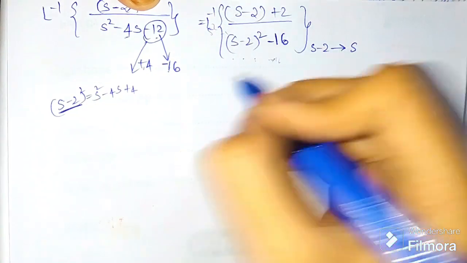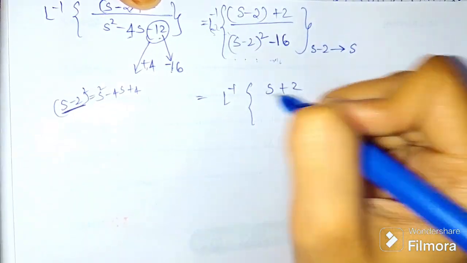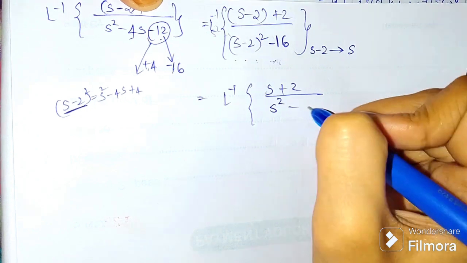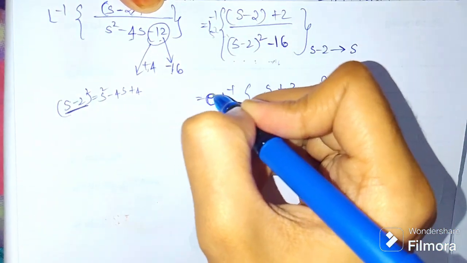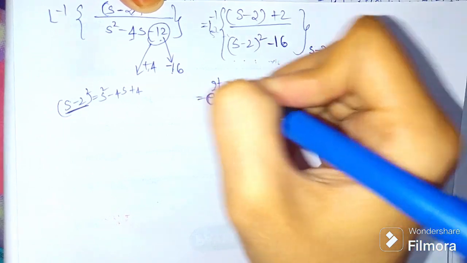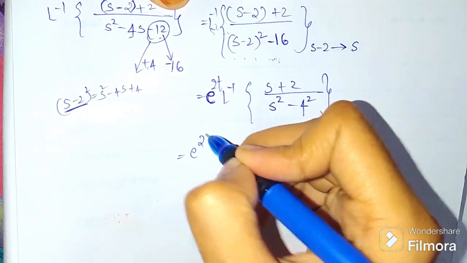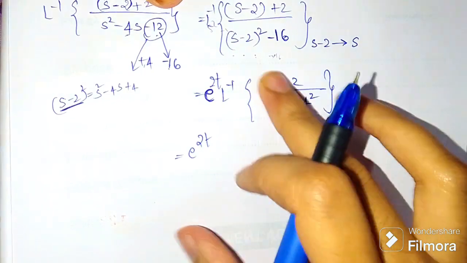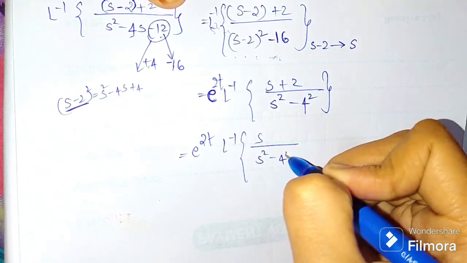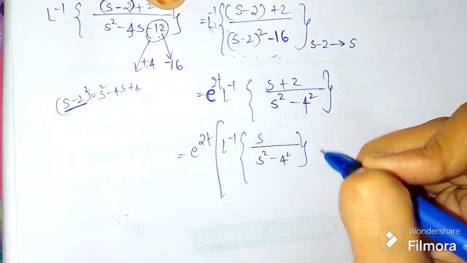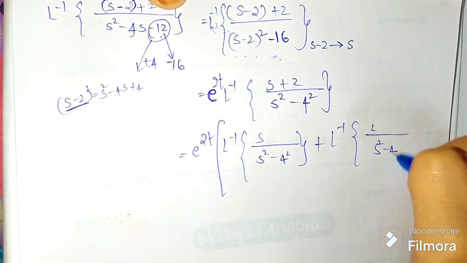So I'll write Laplace inverse of (s plus 2) by (s square minus 4 square). But I should write here e power what? 2t. This is a must. Now e power 2t, what is this? We already know before, s by s square minus 4 square. So I'm directly writing the linear property. 2 by s square minus 4 square.